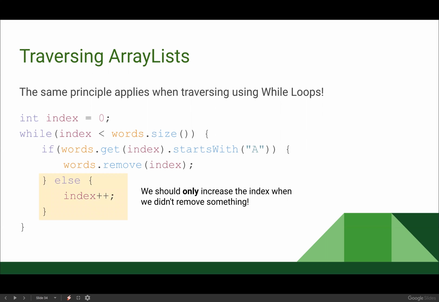So if we did remove something, we're going to stay on that index and then check it again the next time through the loop. And only when we have not removed something will we continue looking. So that's how we can use while loops to do the same thing. And this works because we have a little bit more control over that iterator variable in a while loop. With a for loop, it's always going to increase by 1, so we need to add that i-- to our loop. Whereas here, we can just use that if-else to only update our iterator when it needs to be updated.